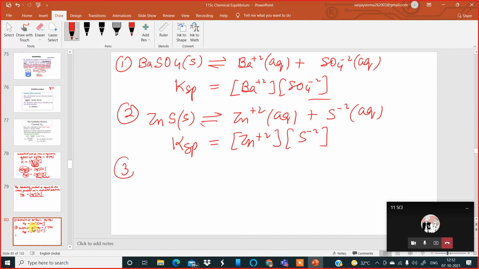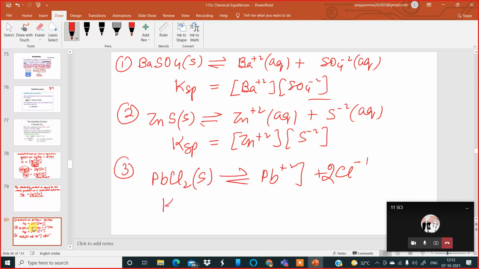The next sparingly soluble salt is lead chloride, PbCl2. In aqueous solution it will provide Pb plus 2 plus Cl minus 1. Over here, the stoichiometric coefficient of Cl minus 1 is 2. So the expression for the solubility product becomes KSP is equal to concentration of Pb plus 2 into concentration of chloride Cl minus 1 raised to the power of 2, as per the definition.